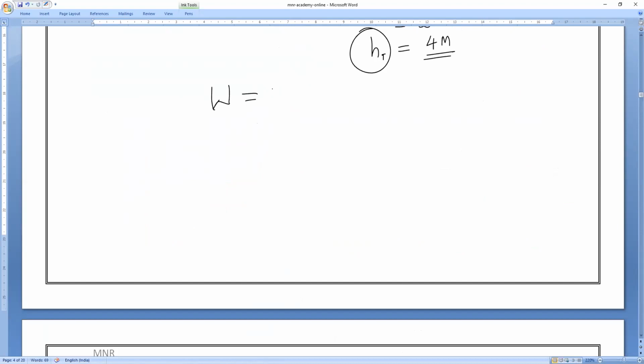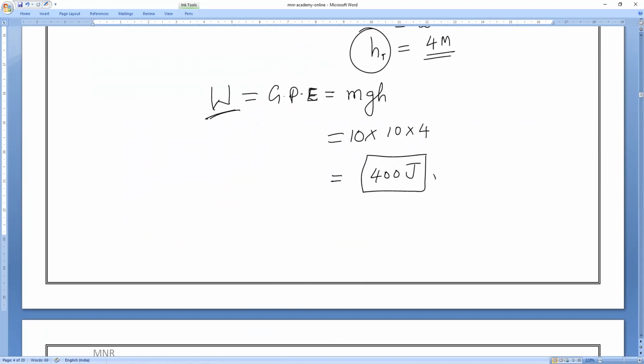Work done is equal to gravitational potential energy. Am I right or wrong? Because he is going against gravity, which is equal to mgh. So work done is equal to gravitational potential energy, mgh. M is 10. G value is also 10. H value is 4. So 10 tens are how much? 400 joules.